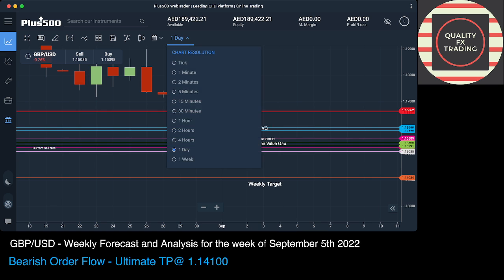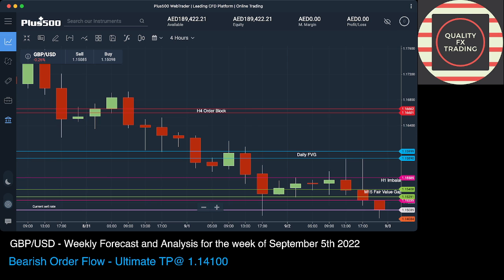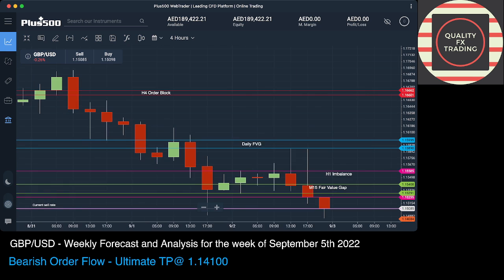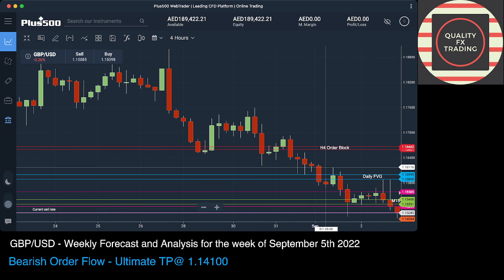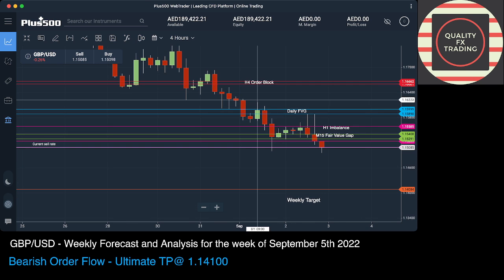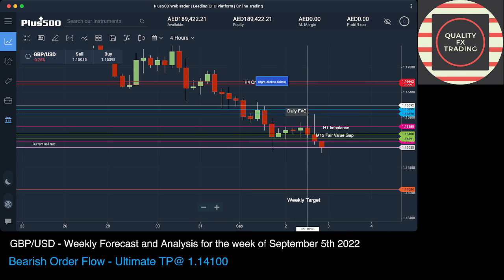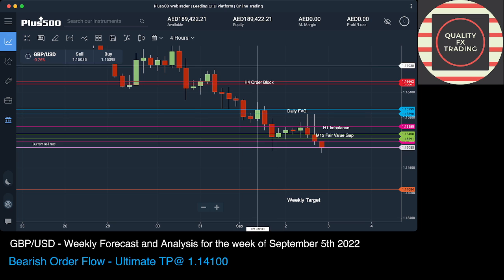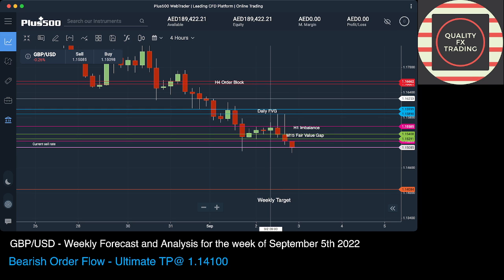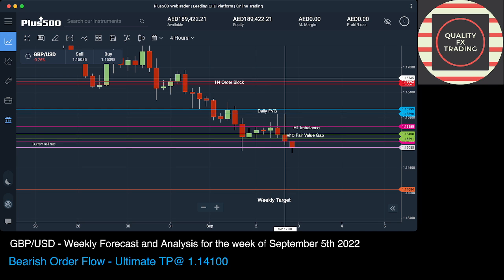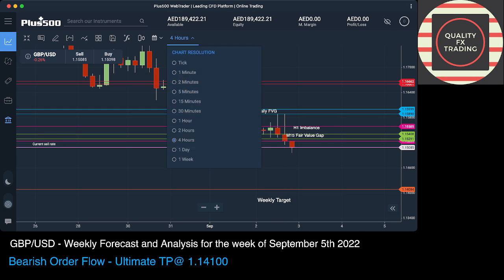So let me go to the 4-hour chart to show you a level that I want to show you. There is one order block in the upside in the H4 time frame that we will consider, if price is going to the upside, as a point of interest to take profit. That is just a level I wanted to emphasize to you.